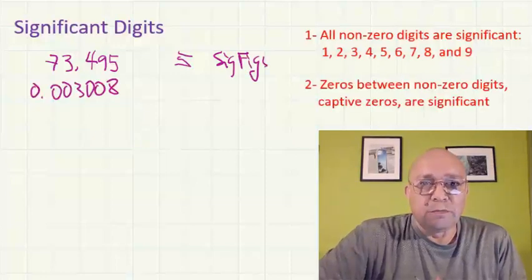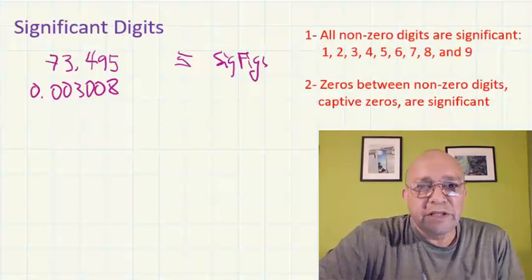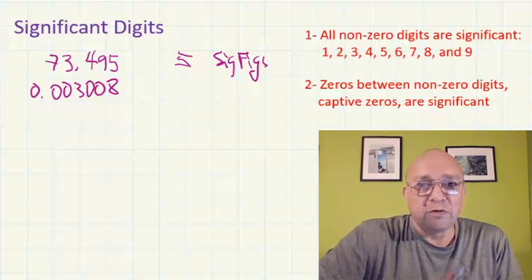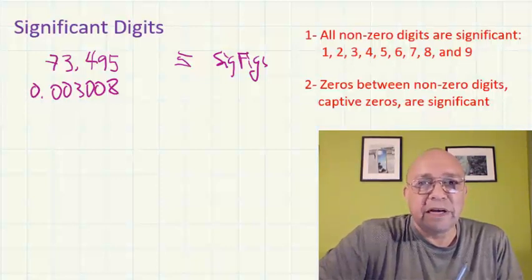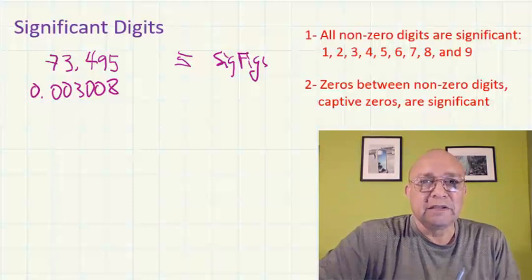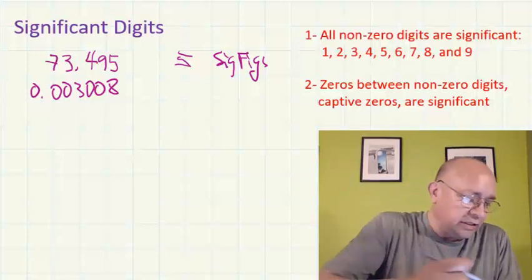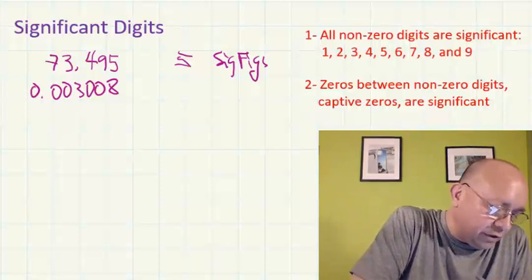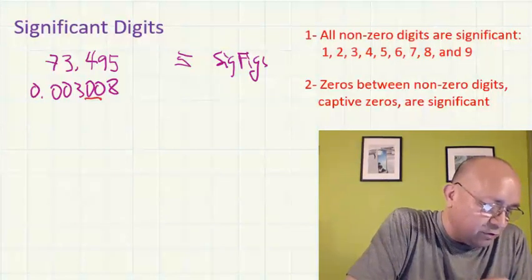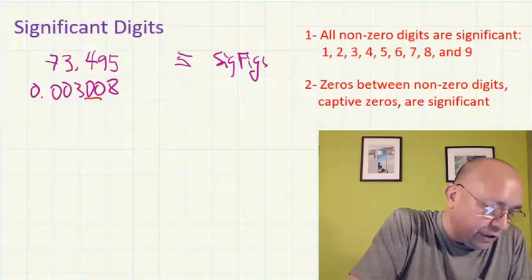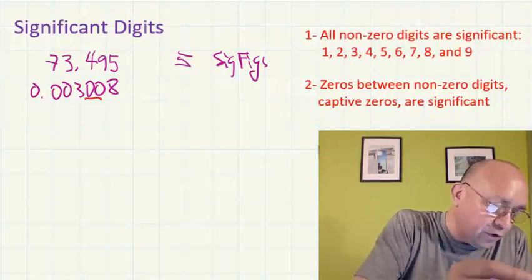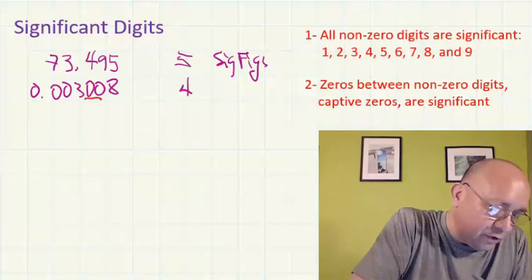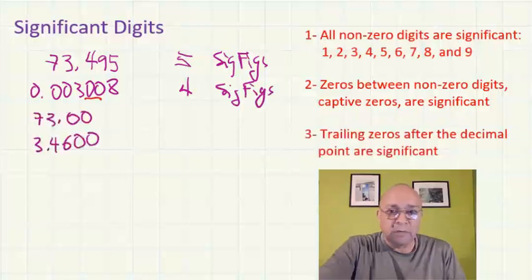Rule number 2, zeros between non-zero digits, we can call those also captive zeros, are significant digits. So in this example, 0.003008, these two zeros are significant also. So we have these two significant zeros, and the 3 and the 8. So here we have 4 significant digits, 4 significant figures in this example.